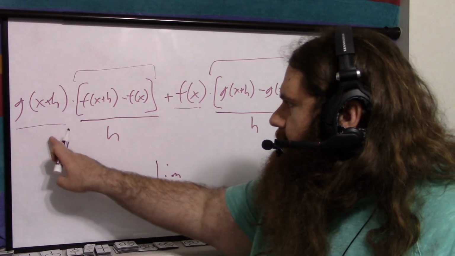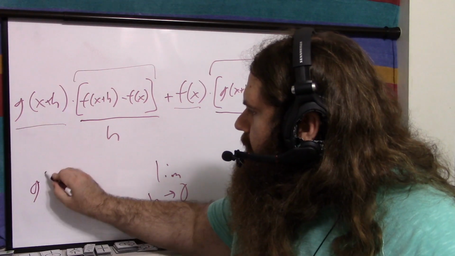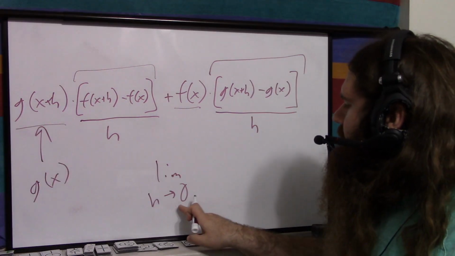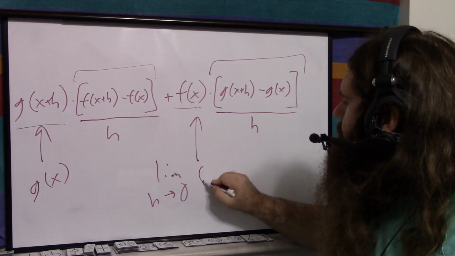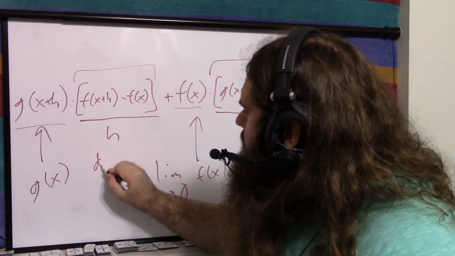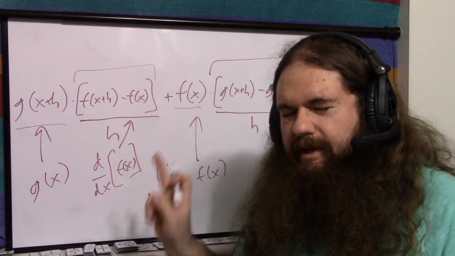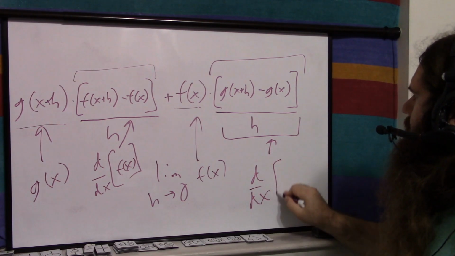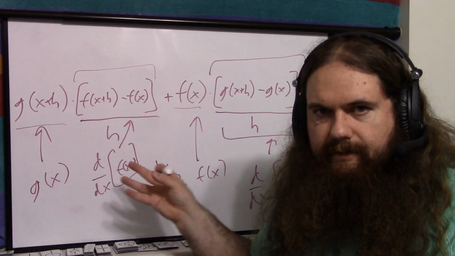The limit as h goes to 0 of g of x plus h, well, that's just g of x. As h gets closer and closer to 0, it's just g of x. So there's that one. The limit as h goes to 0 of f of x, h isn't even in there. That's easy. f of x. What is the limit of this? Does that look familiar? That is d dx f of x. That's just the definition of the derivative with limits. And over here, what do you see here? d of dx of g of x. Once again, it's just the definition of the derivative with limits.